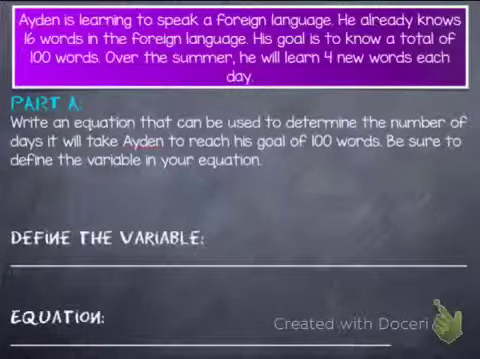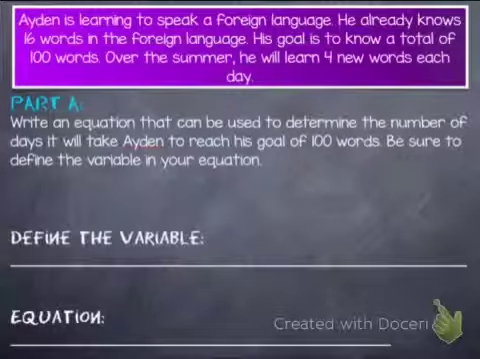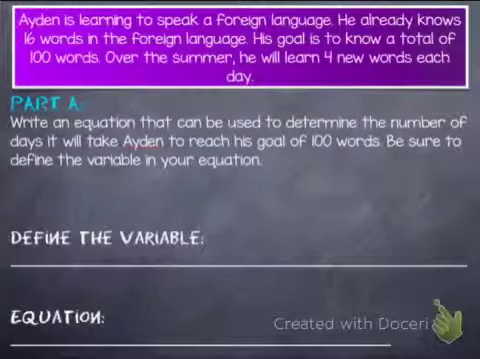So Aiden is learning to speak a new foreign language. He already knows 16 words in the foreign language, and his goal is to know a total of 100 words. Over the summer, he's going to learn 4 new words each day. So they've given us quite a bit of information in there.